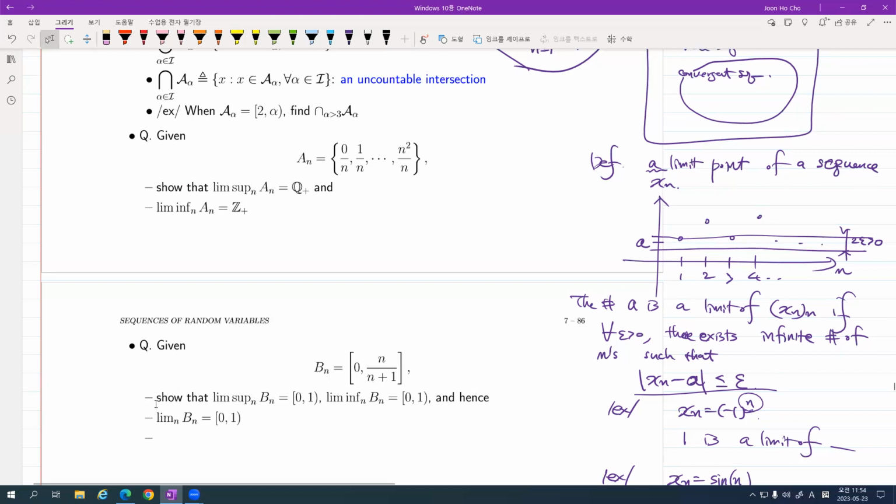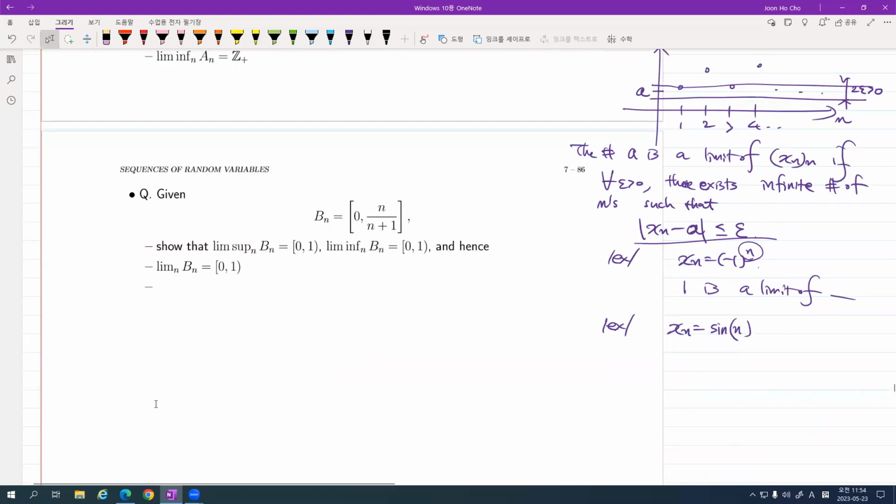Now, the second question. You have a sequence of subsets of real numbers, B sub n, that is the closed interval from 0 to n over n plus 1. Now, what is B sub 1? From 0 to half. What about B sub 2? From 0 to 2/3. B sub 3, 0 to 3/4.